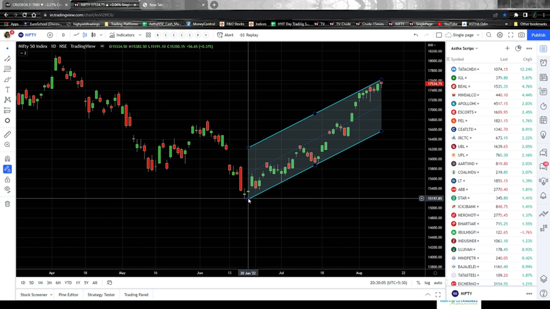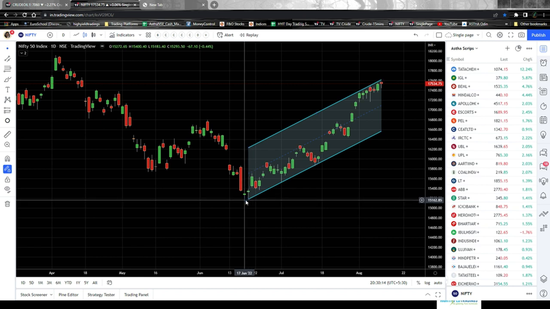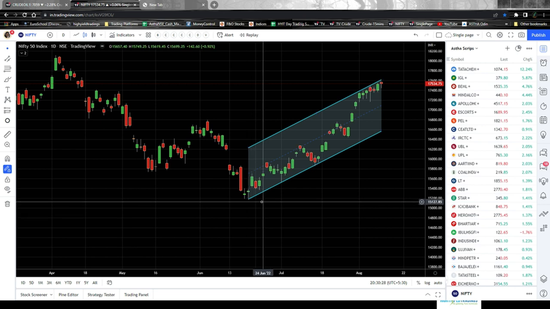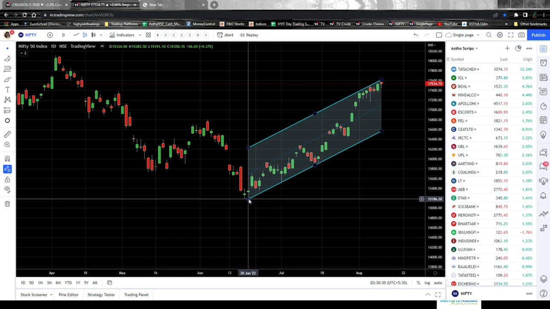So this is 20th June 2022, right? This candle is a one-day candle. This candle is for 20th June. The previous candle is for 17th June. So 18th June and 19th June were weekends. So always try to initiate a channel at the starting of the week or at the starting of the month. The reason why I selected this swing low was because it was the starting of the week. That was Monday, that is 20th of June.